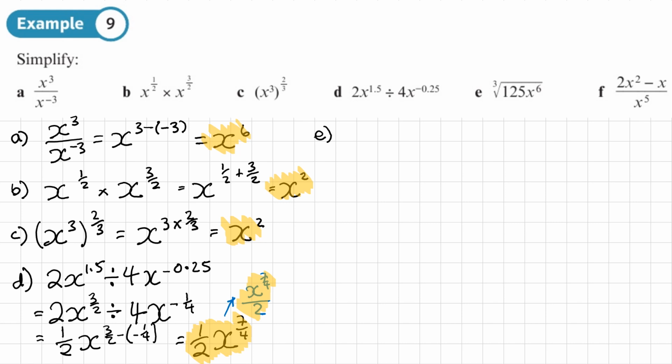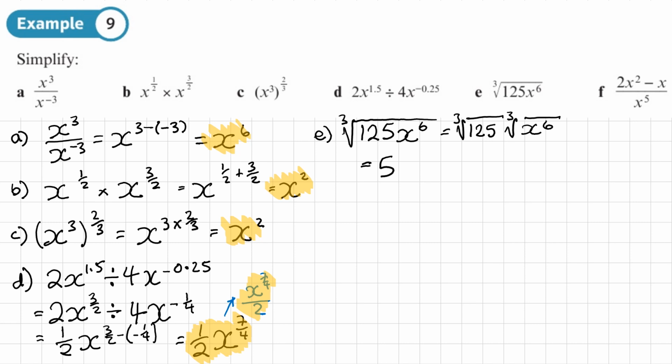So part E, we have the cube root of 125 x to the power 6. Now, when we've got a product to a power, and we have got a product here to a power, we apply the power to both of these things. So we need to find the cube root of 125 and the cube root of x to the power 6. Now the cube root of 125 is 5, because 5 cubed is 125. And the cube root of x to the power 6 is x squared. So our final answer is 5x squared. That's what this one simplifies to.